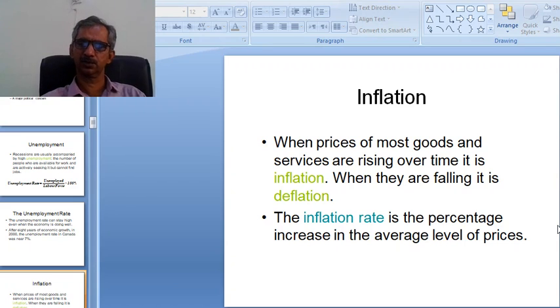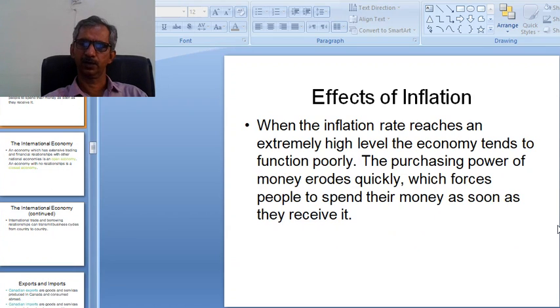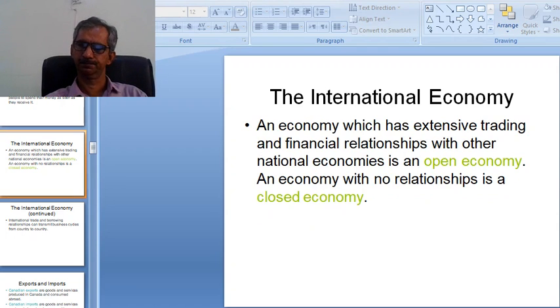Inflation rate is the percentage increase in the average level of prices. We will also discuss how to calculate the inflation rate. The effects of inflation are very important. They are very severe. When inflation reaches an extremely high level, the economy tends to function poorly. The purchasing power of money erodes quickly, which forces people to spend their money as soon as they receive it.